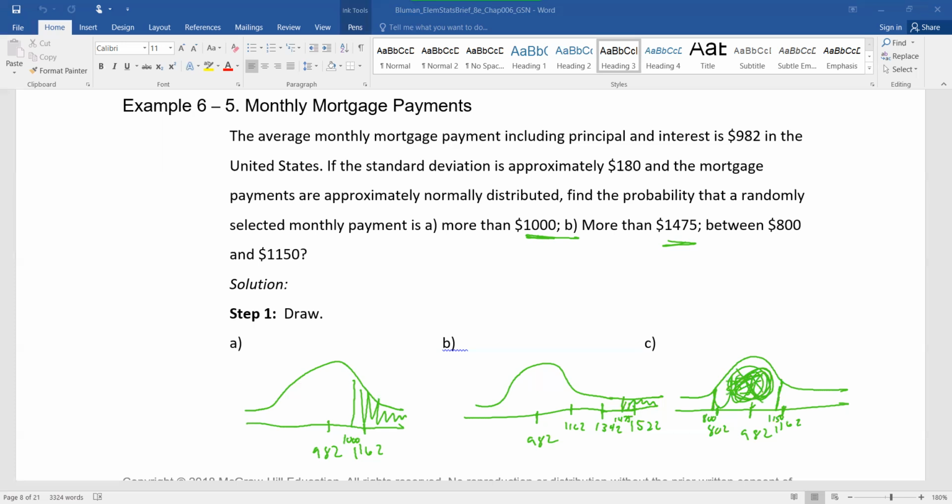I don't care. Just shade it. It doesn't have to be a perfect shade either. Right. So that's what the first thing they wanted us to do was to draw this out. Now we can do the actual calculations, which in my opinion is a lot easier. I'm just never a big fan of drawing.